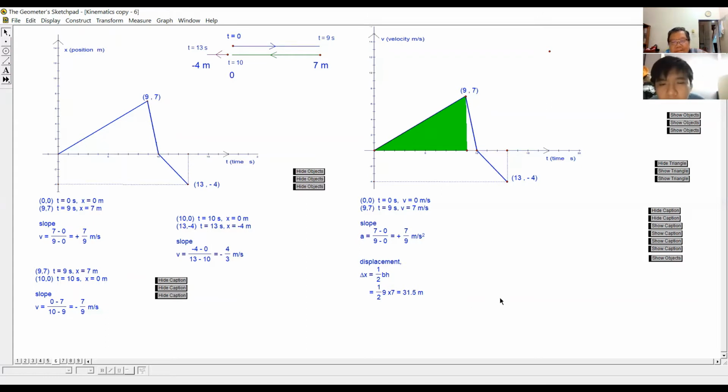Wait. Do you know the position? Do you know the initial position and the final position? We don't know the position. The initial position could be 0. The initial position could be 100 meters. We don't know where the starting point is.